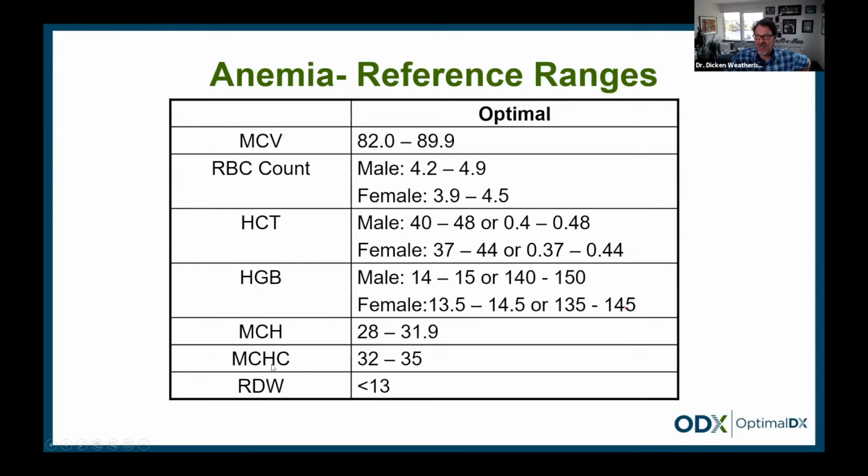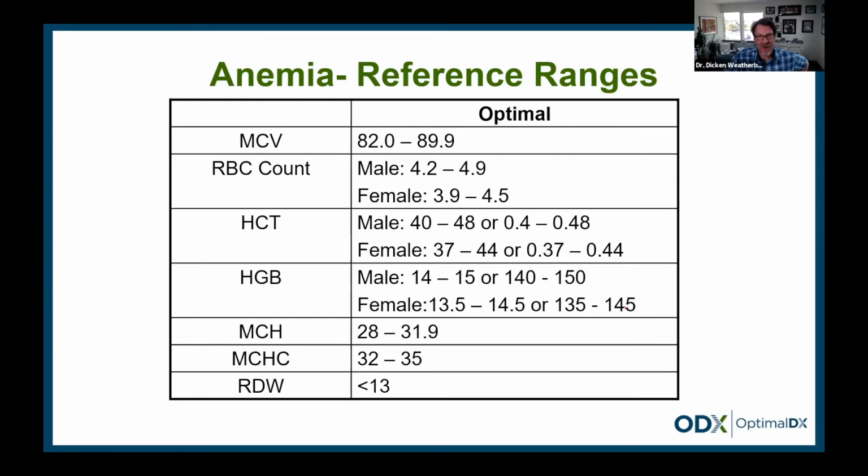And then we have MCH and MCHC. MCH is a calculated value, an expression of the average weight of hemoglobin. Mean corpuscular hemoglobin is what that stands for. So it's the average weight of hemoglobin per red blood cell. MCHC is also a calculated measurement, mean corpuscular hemoglobin concentration. It's the average concentration of hemoglobin in the red blood cell using hematocrit and hemoglobin.